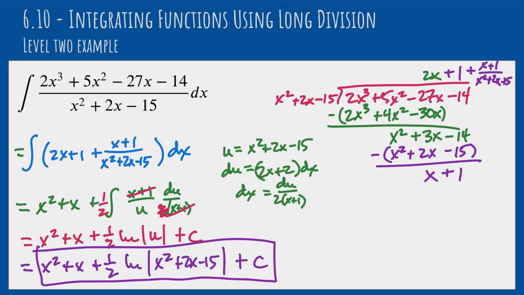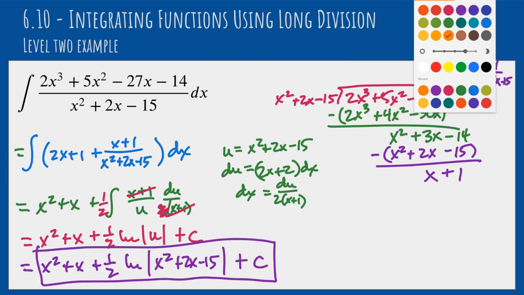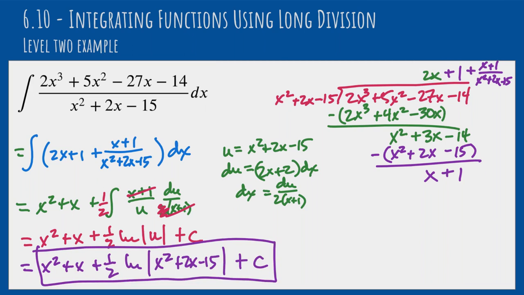Now, this one only worked out because our remainder was in a very specific form where the numerator was a constant multiple of the derivative of the denominator. If that hadn't happened, we wouldn't have been able to do this. So if you're going to be expected to be able to evaluate an antiderivative, something along those lines would have had to happen in order to do this.